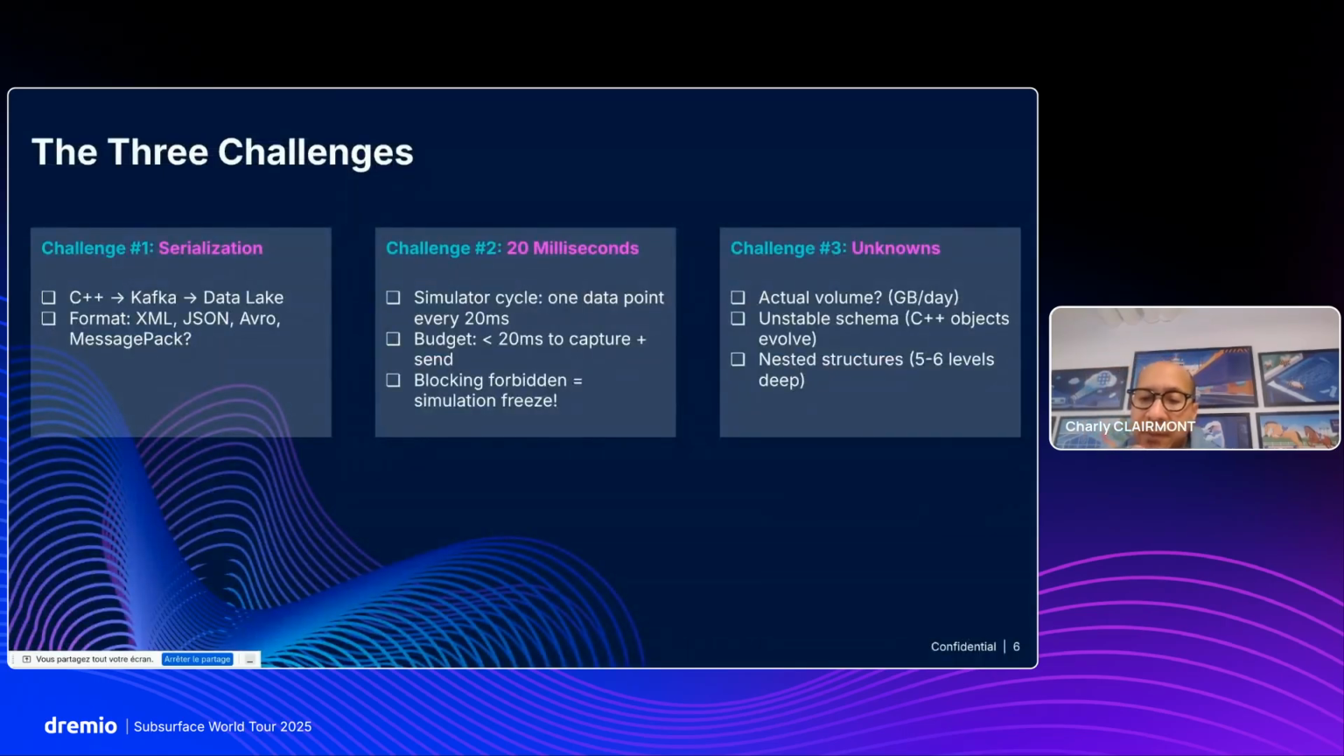Our challenge was three main challenges. The first one was which cross-language serialization we would choose. In fact, we have an application built in C++, and we want to propagate data to Kafka, to the data lake, and to query that data afterwards with technology like Dremio or Spark or Flink. So which serialization would we choose?